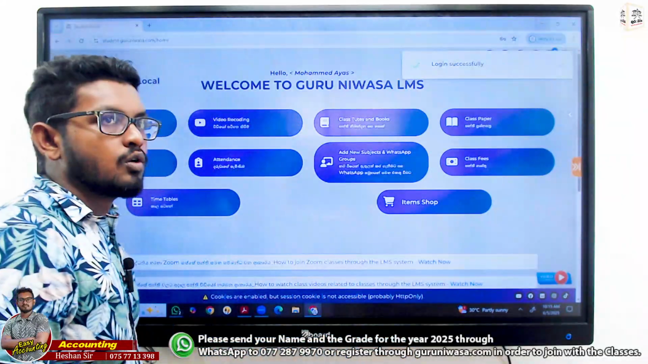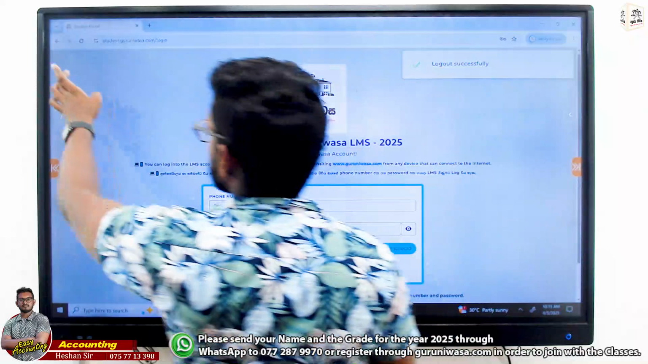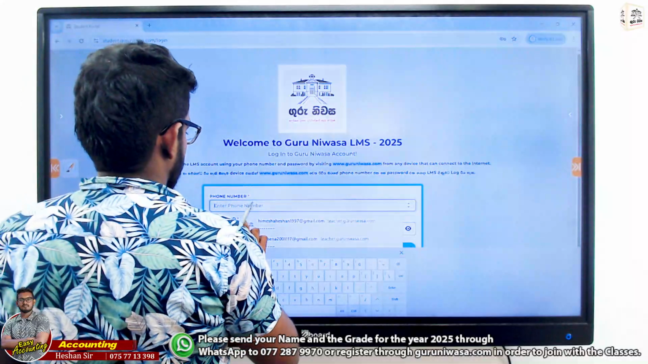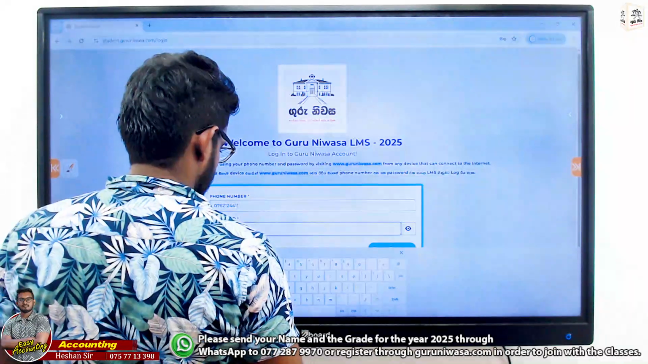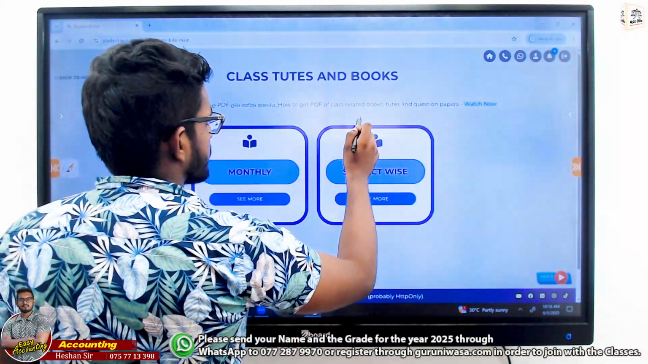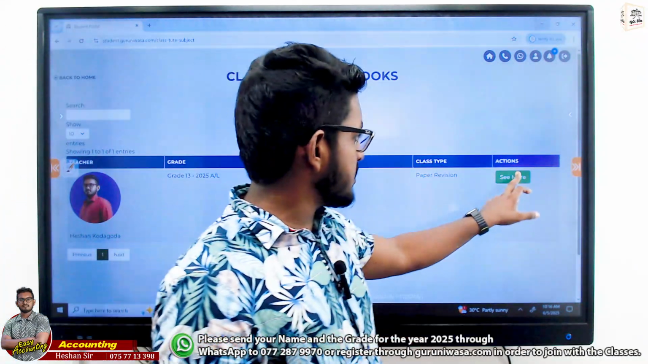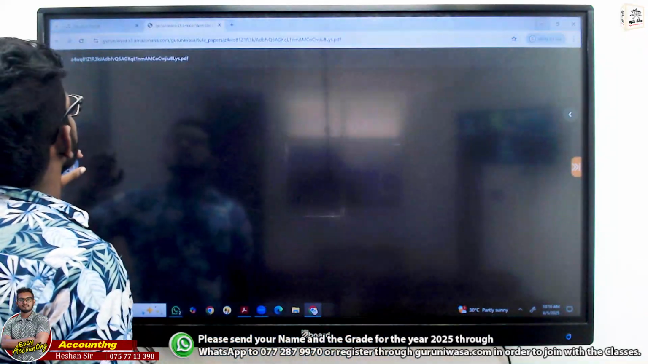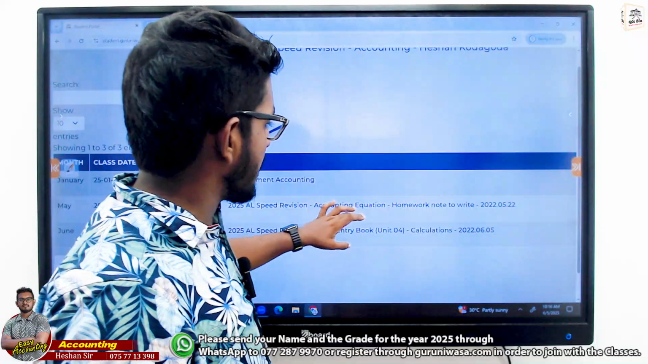Once you log into the LMS, you can visit class tutes and books. You can search subject wise as well. There are two PDFs for speed revision. I'll remove this older management account one I did before. Now these are the two things: speed revision, accounting equation, homework.